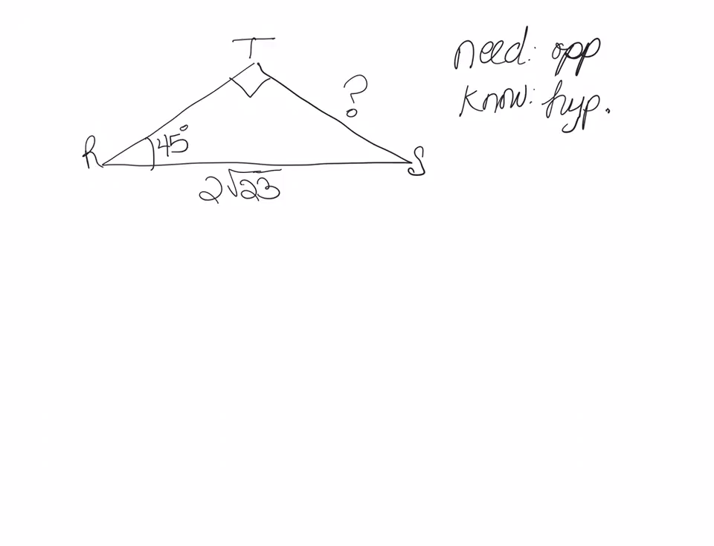We know hypotenuse. So it's going to be the same formula again, but what's going to change is the angle that we have. So we're still going to use sine theta equals opposite over hypotenuse. So our need and know tells us that we want to multiply sine theta times hypotenuse in order to get the opposite side.